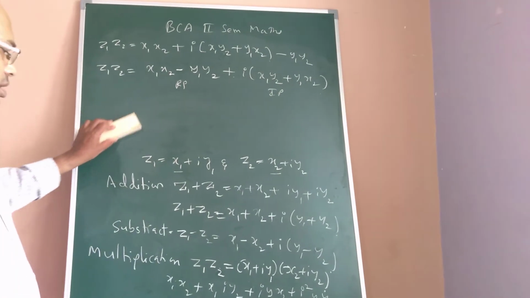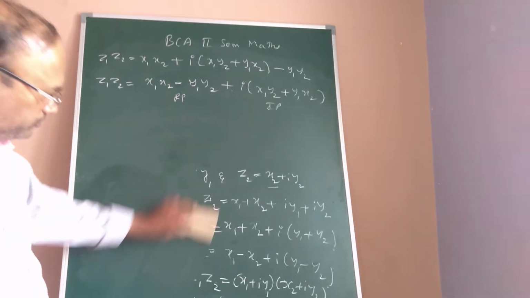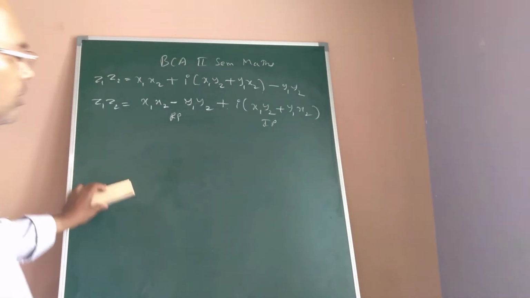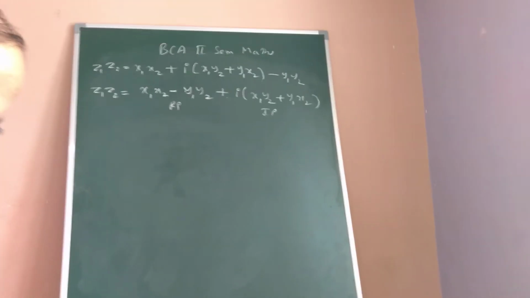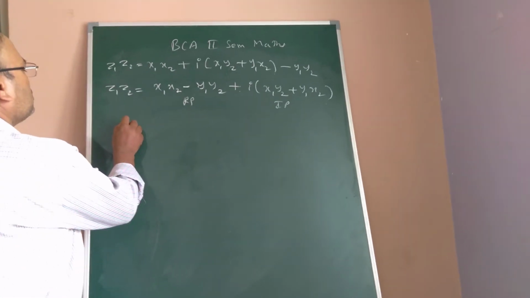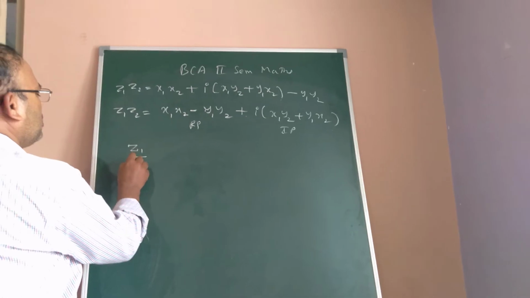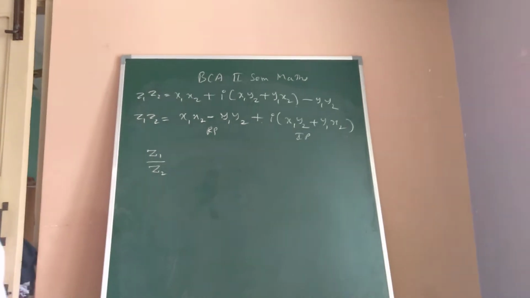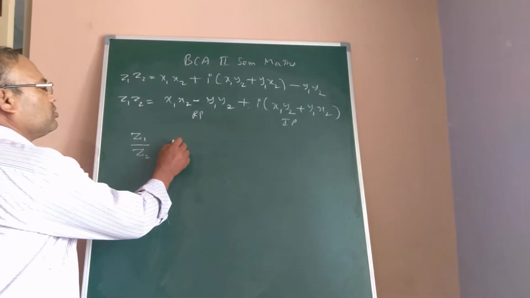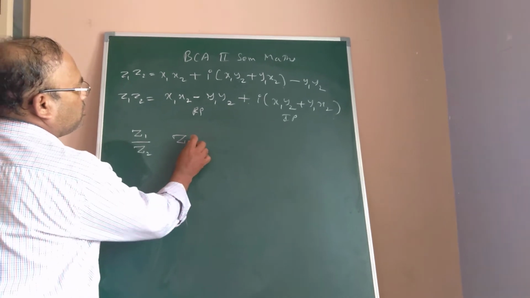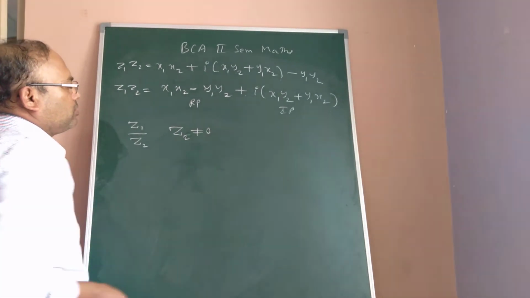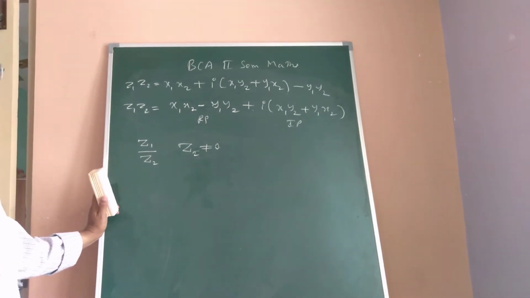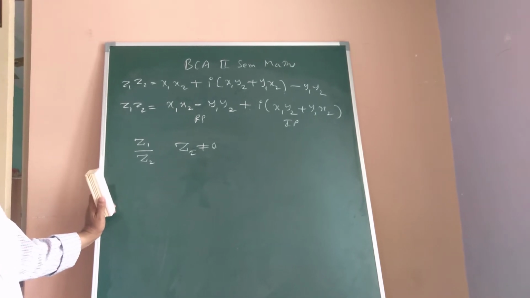Now similarly, you can divide the complex numbers. That is z1 by z2. Here z2 should not be 0, z2 is not equal to 0. The division of complex numbers can be carried out by taking the conjugate of the denominator.